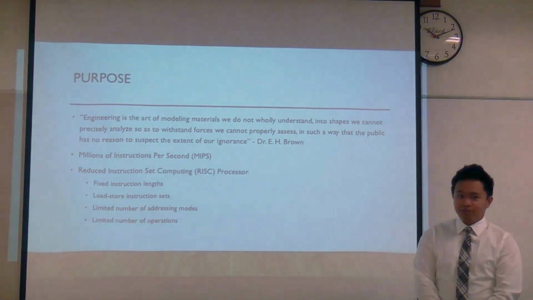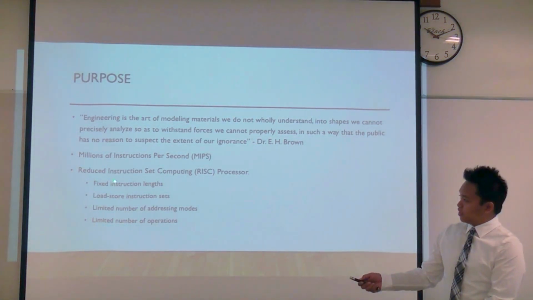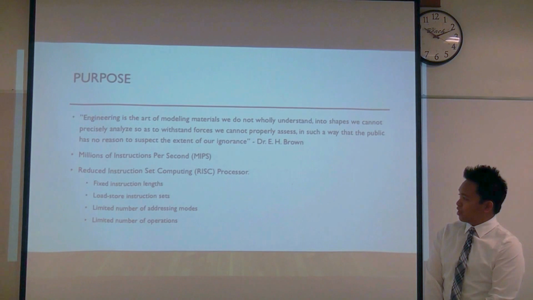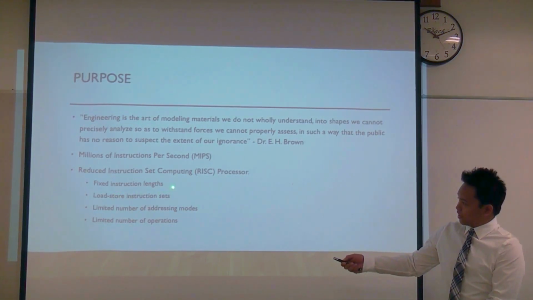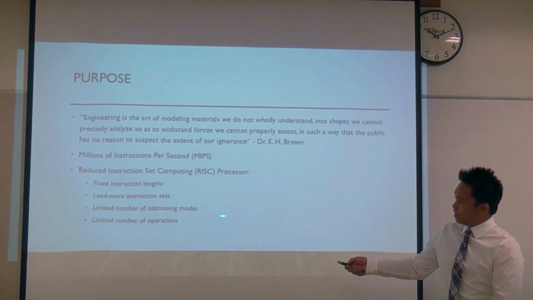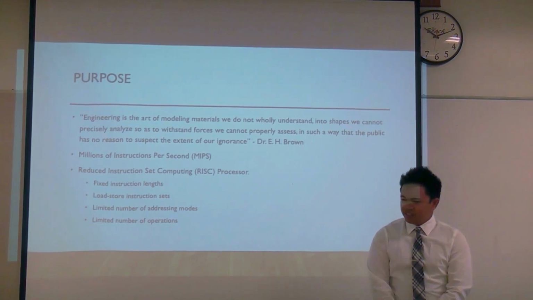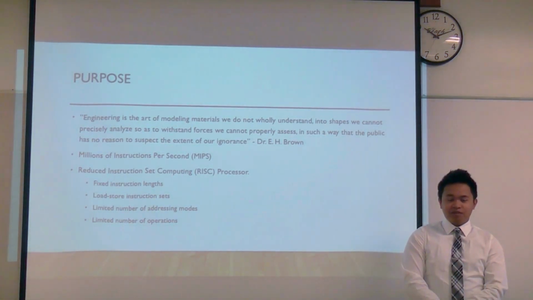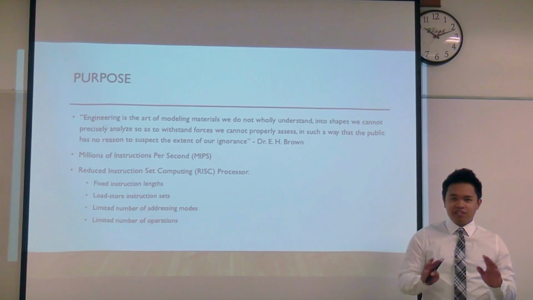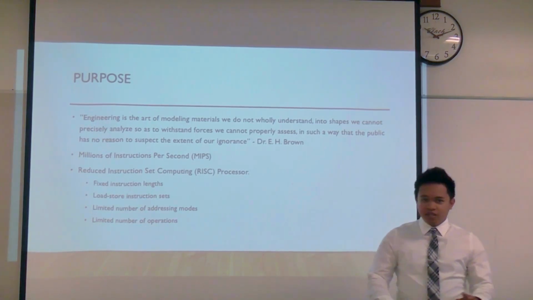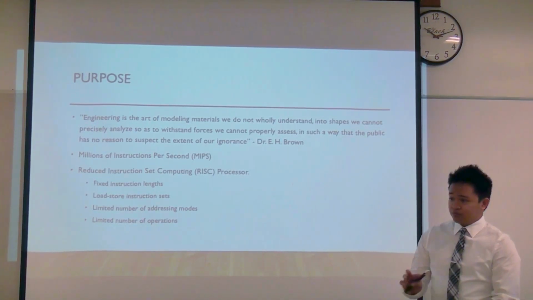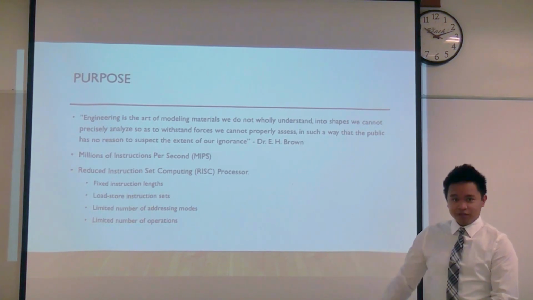So millions of instructions per second, that is the MIPS processor. Ours is a 32-bit processor. It is a reduced instruction set computing processor, therefore a RISC machine, therefore it has fixed instruction lengths, load store instruction sets, a limited number of addressing modes, and a limited number of operations. The other kind of processor that we have is a CISC machine, which is a complex instruction set computing processor. Those are typically Intel related, and that was a little bit of our focus this semester. However, we are looking at RISC.